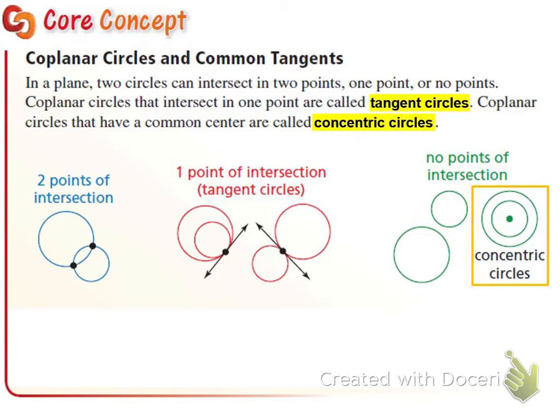The way that I remember, this one's not as dumb. What does cone mean in Spanish? With. Okay. So with and then center. Centric. So with the same center is kind of what I think. So concentric, they have the same center.